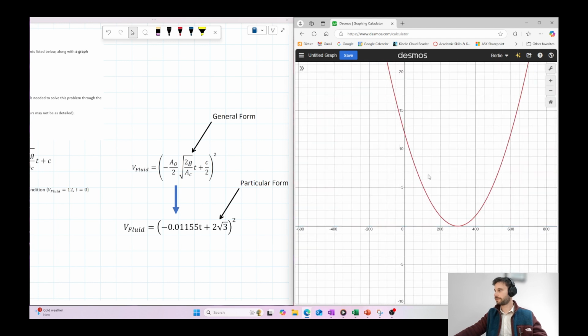Lovely. Right. So you can see we've got this initial condition here where t is equal to 0 and V is equal to 12. And we've got this end condition here where t is equal to 300 seconds, or 5 minutes, and the volume in the tank is equal to 0. So this is what we expected, right? This is what we expected to see.